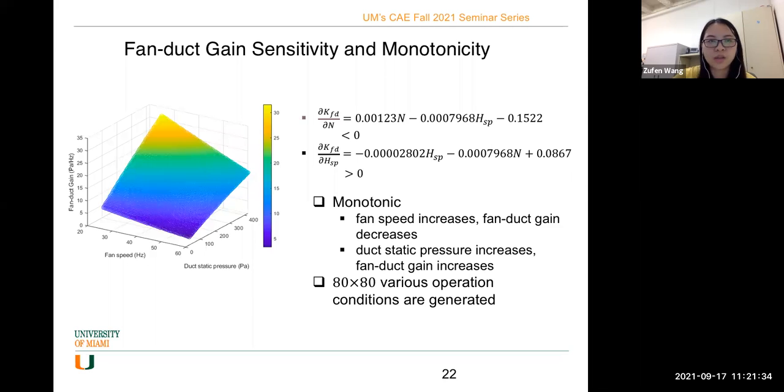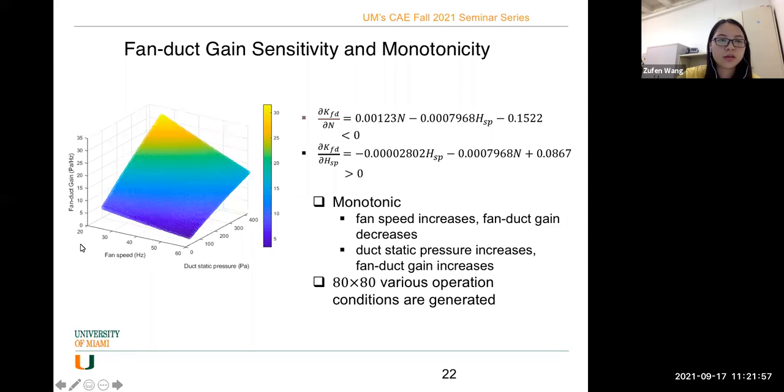That means the fan duct gain is monotonic. As the fan speed increases, the fan duct gain will decrease. And as the duct static pressure increases, the fan duct gain will increase. So for our study, we generate 1080 by 80 various operation conditions.